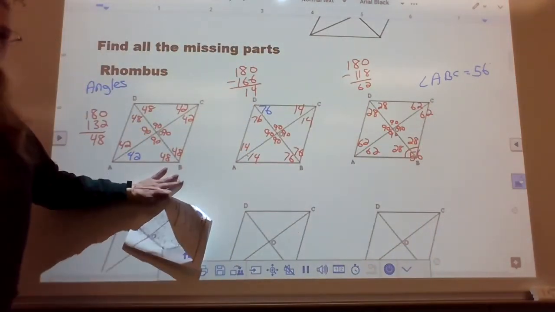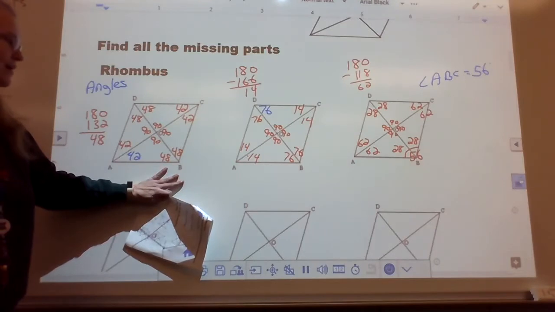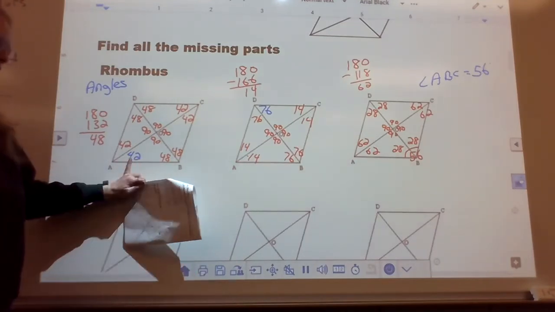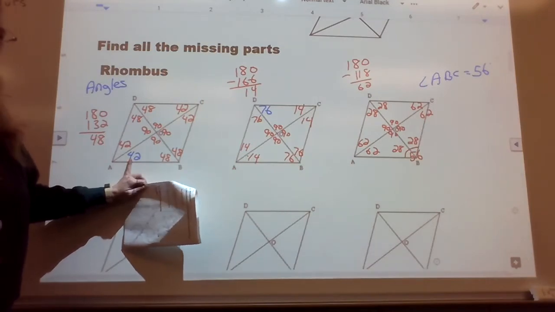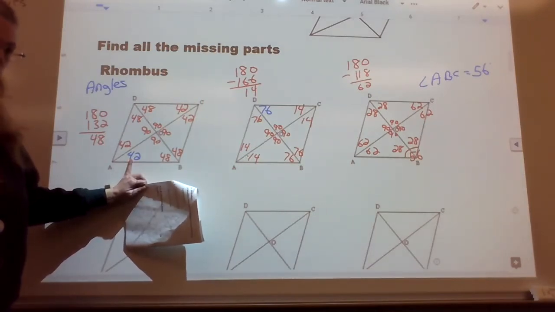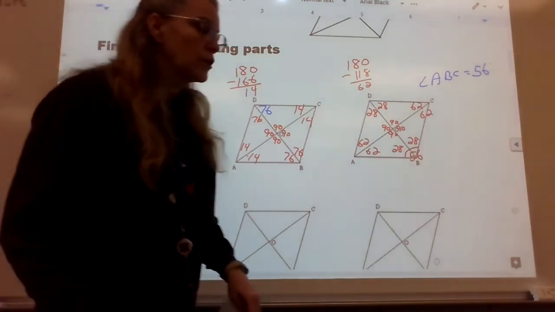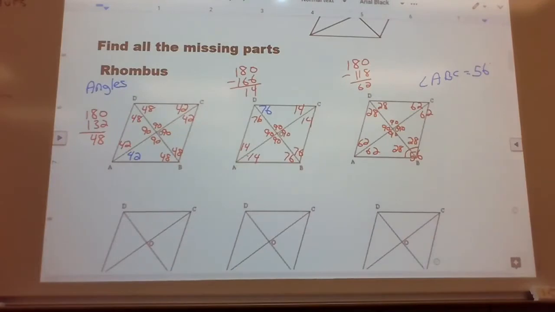So on your homework paper, you've got, I think I made 6 of these. You've got 6 where I give you one angle. You're going to fill out the rest of the rhombuses, the rest of the angles on the rhombus. Down here, we're looking at sides.